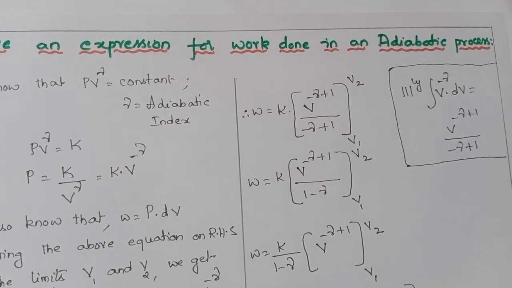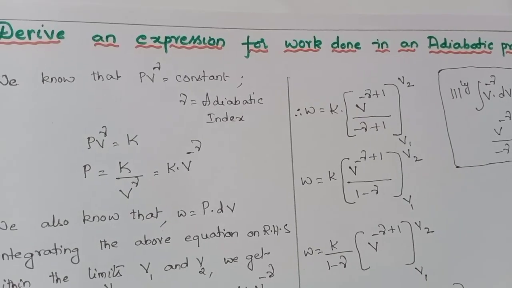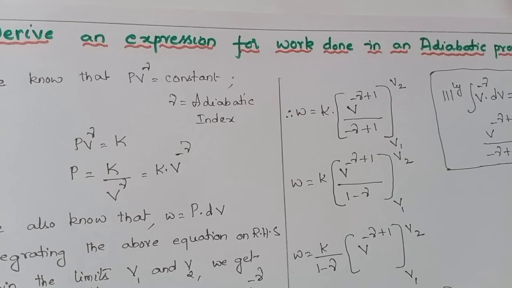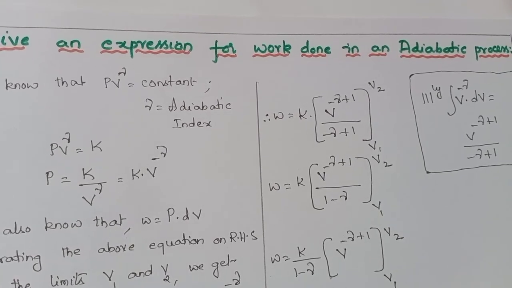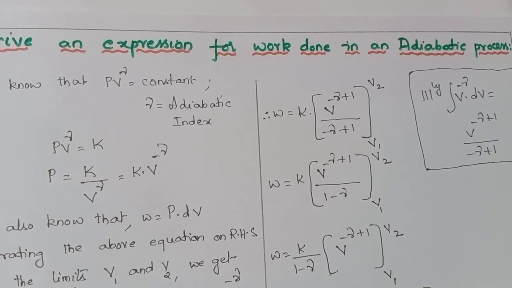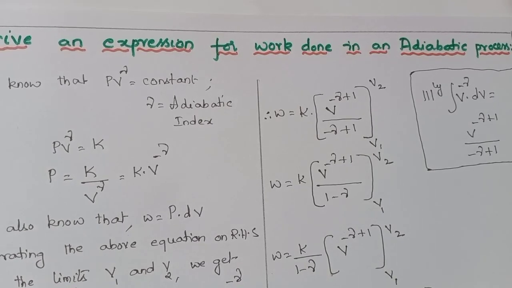So carefully take your notebook and put the side heading as: derive an expression for work done in an adiabatic process. Put the side heading and underline, students. Are you all ready? Derive an expression for work done in an adiabatic process.